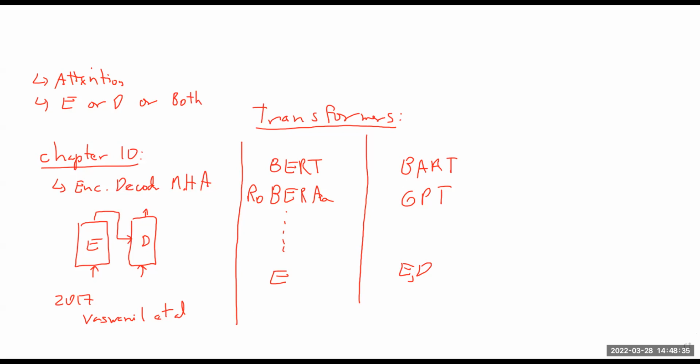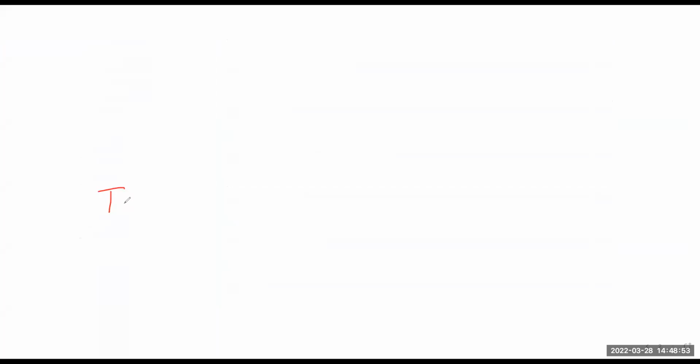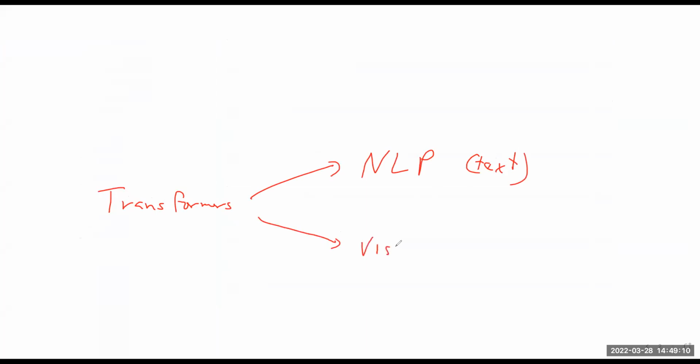Okay. Now, most transformers were done initially for NLP, right? Which is usually text. But they're being used now, believe it or not, for vision.